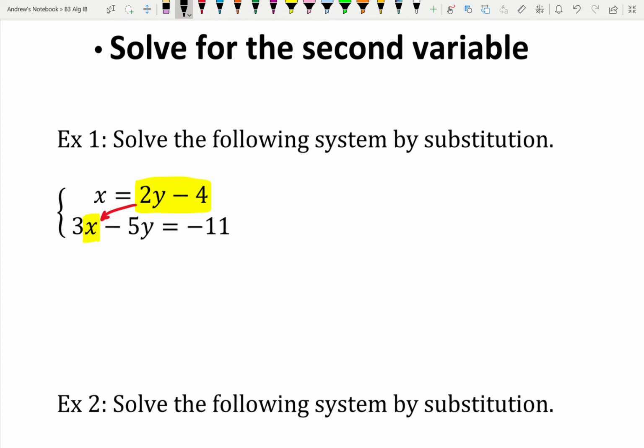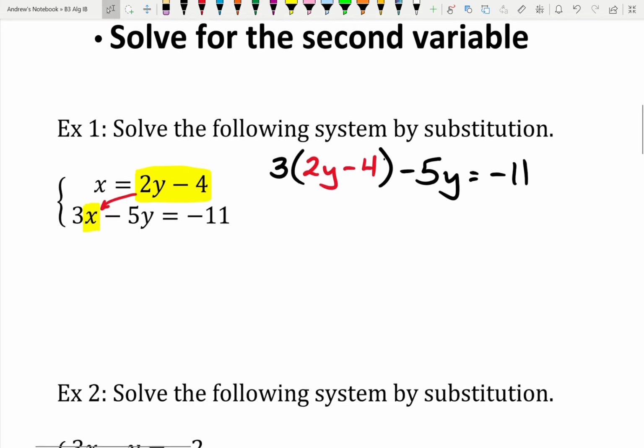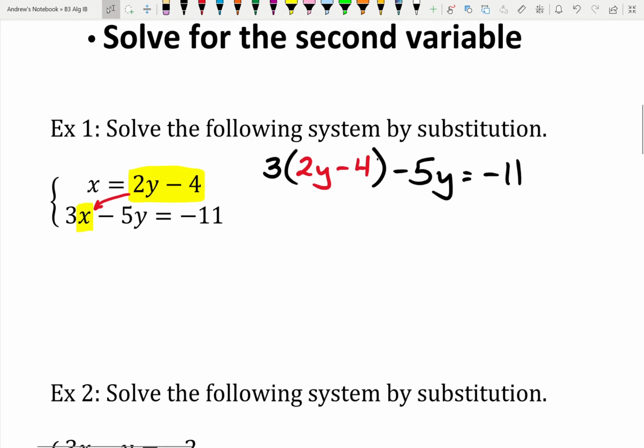The way that that's going to look is like this. We're going to take 3 times that x that we're plugging in. In this case, that's this 2y minus 4. Then we've got the rest of it, minus 5y equals negative 11. So what we've done here is we've literally just taken x is equal to 2y minus 4 and substituted that into the other equation for the x. From here, it looks a little bit gross, I'll give you that. But what we're doing is the same sort of algebra that we normally do.